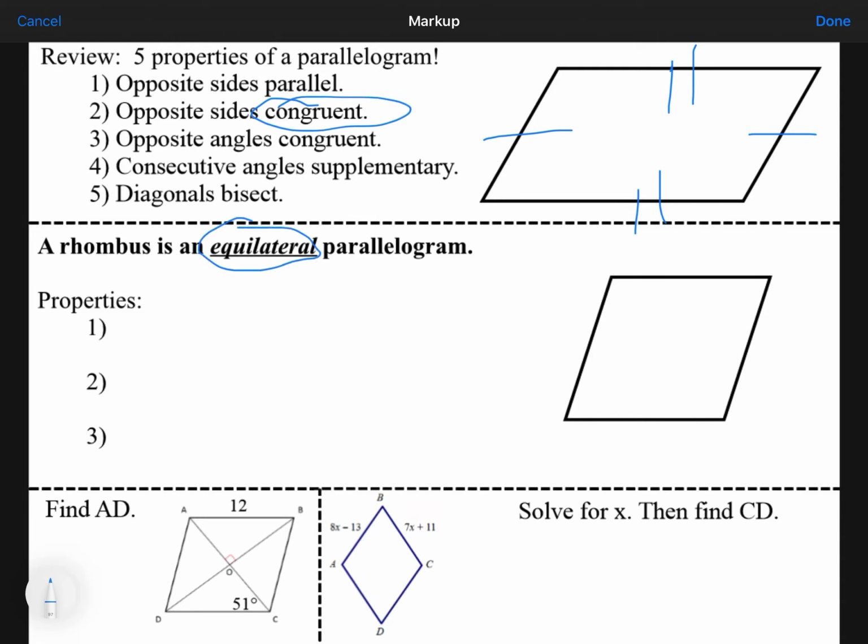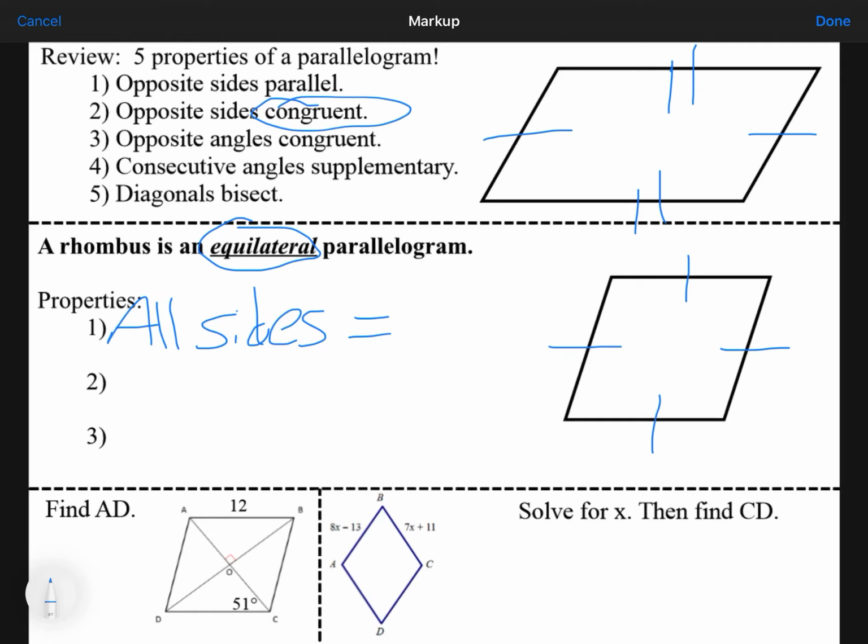So the first and most important property is that it's equilateral, all sides are equal. So yes, the left side is equal to the right, and also equal to the top, and also equal to the bottom. All 4 sides are equal, not just the left and right, not just the top and bottom. All of them are the same. What math does that mean you have to do here?